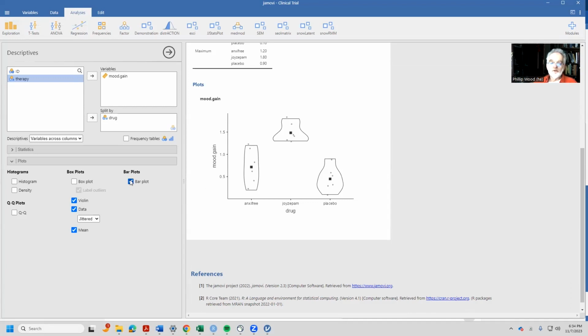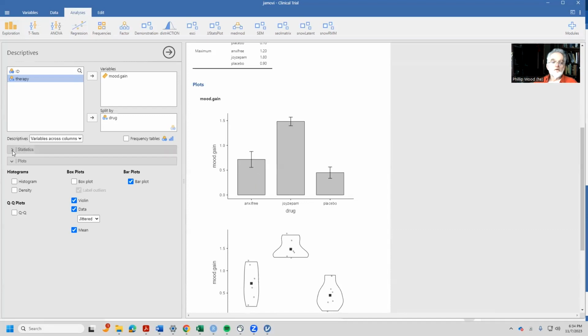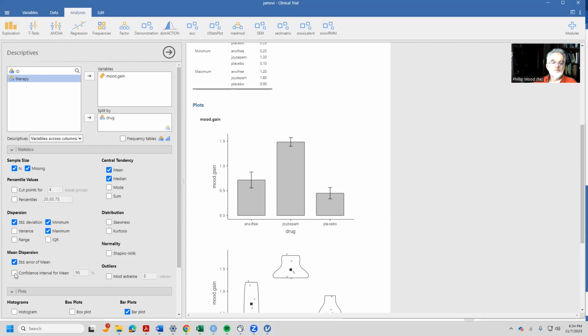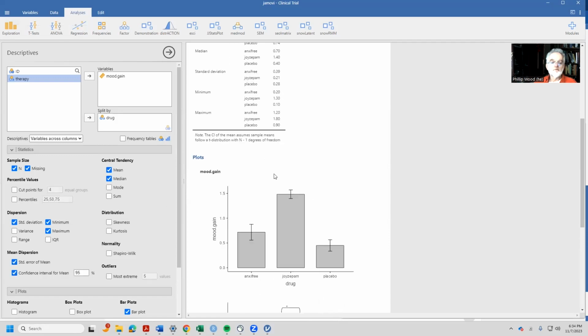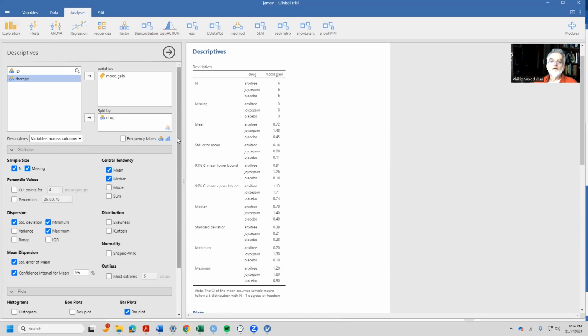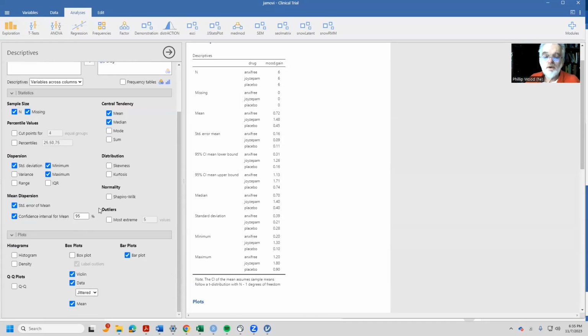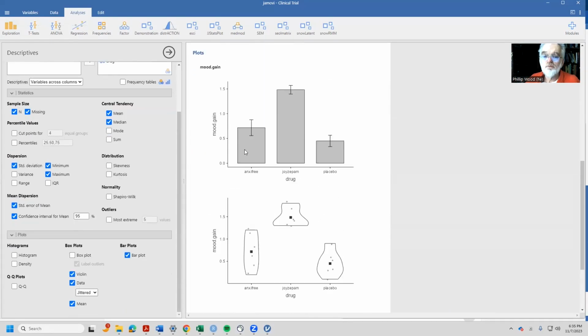If you want, you can take a look at the bar plots for those things. We can also take a look at the statistics. So we can look at the standard error of the mean and the confidence interval for the mean. The standard error of the mean is the standard deviation of the mean if I would keep doing my study over and over again. So that jumps around a little bit. And the confidence intervals on the lower end and the upper end give me sort of a reasonable idea of what the range of scores would be. All right. So we have a bit of a belief that there are some differences.